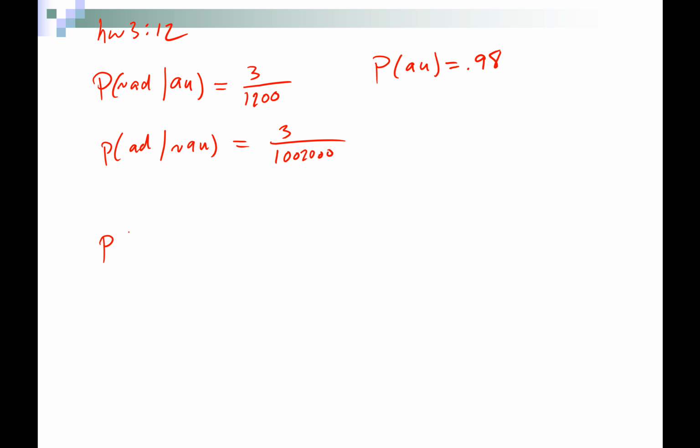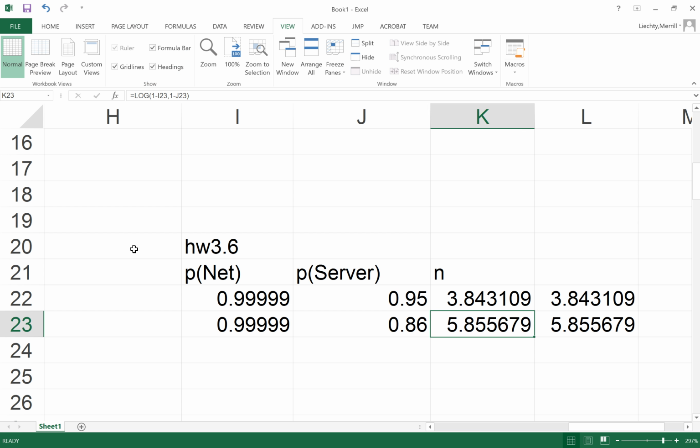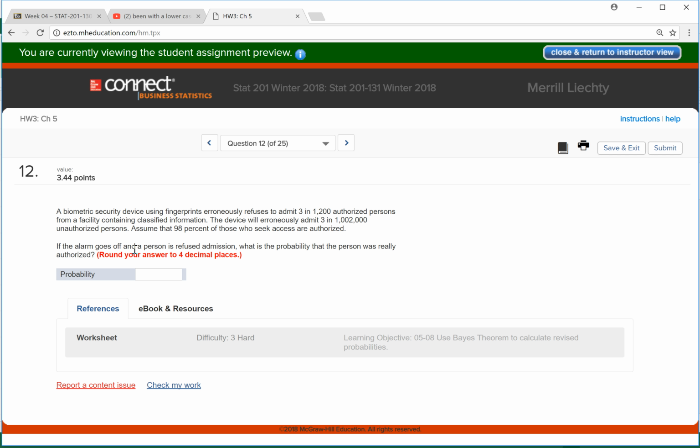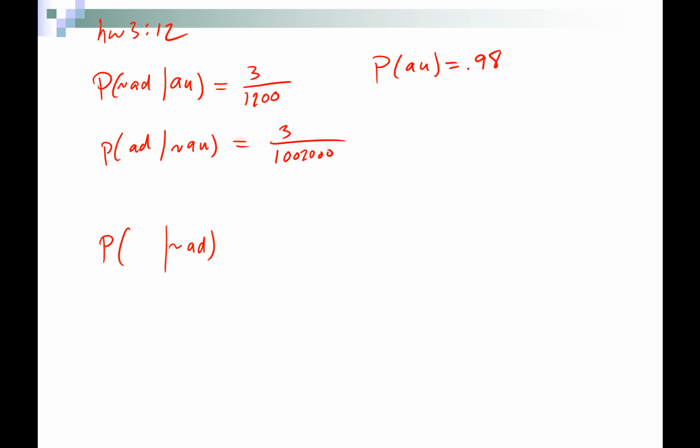Somebody is going to be refused admittance. So somebody doesn't get in. What's the probability that they are authorized? So somebody doesn't get in, what's the probability they're authorized? In other words, they swipe their badge, they do their fingerprint scan or whatever, and it says, sorry, you can't get in. Does this have practical applications for you guys?